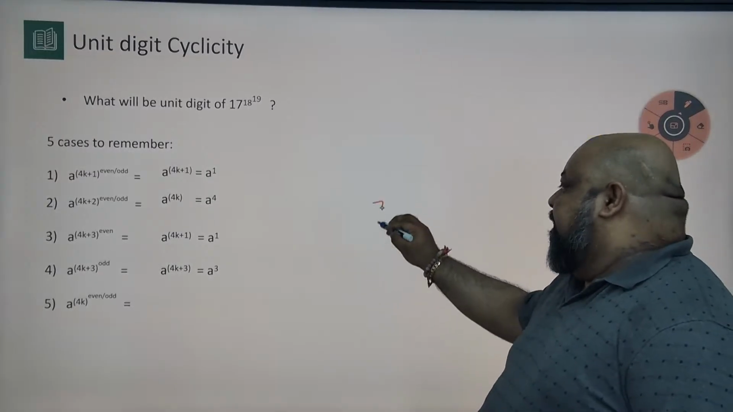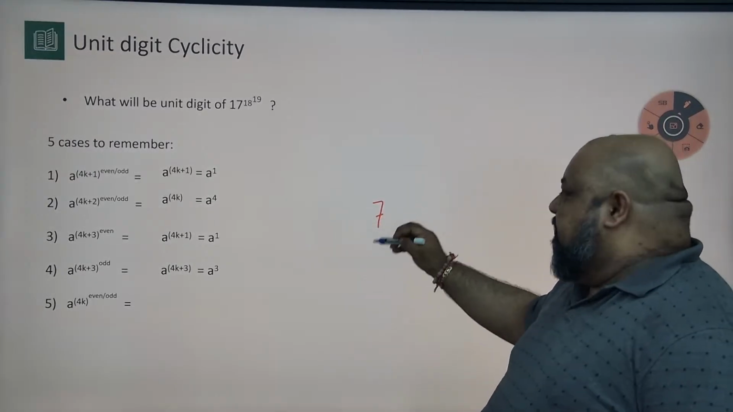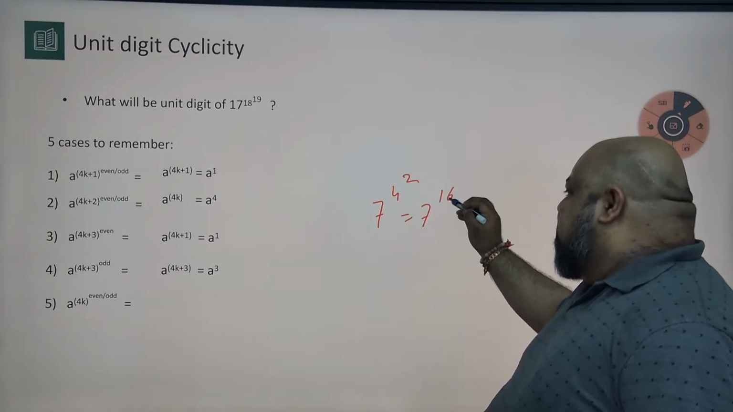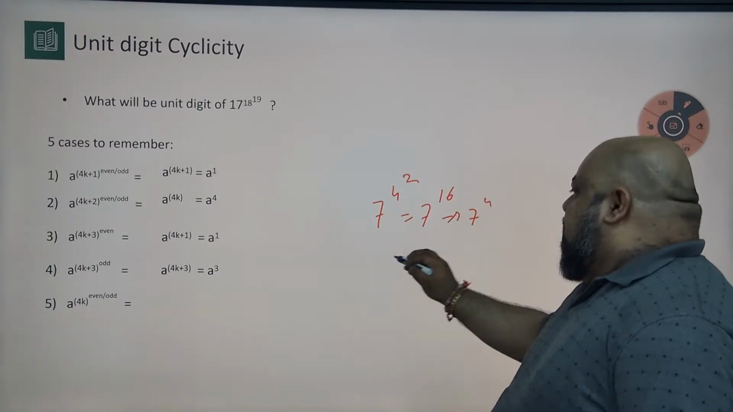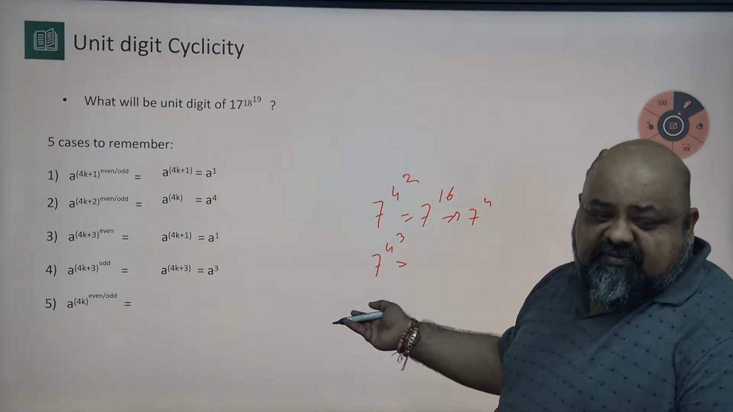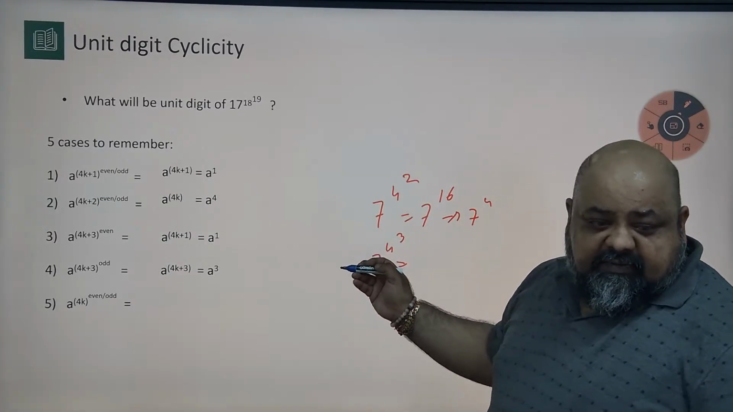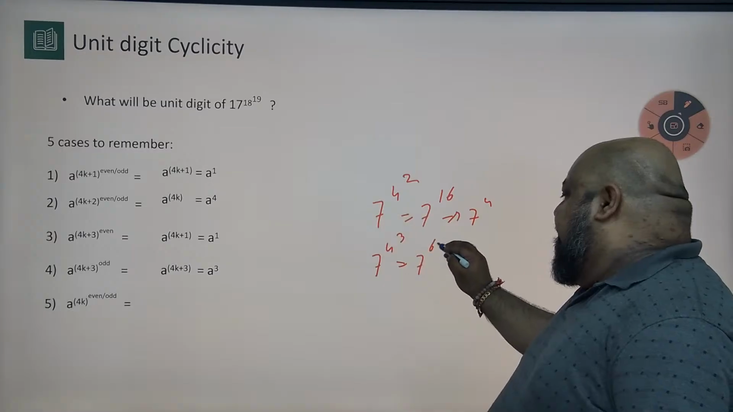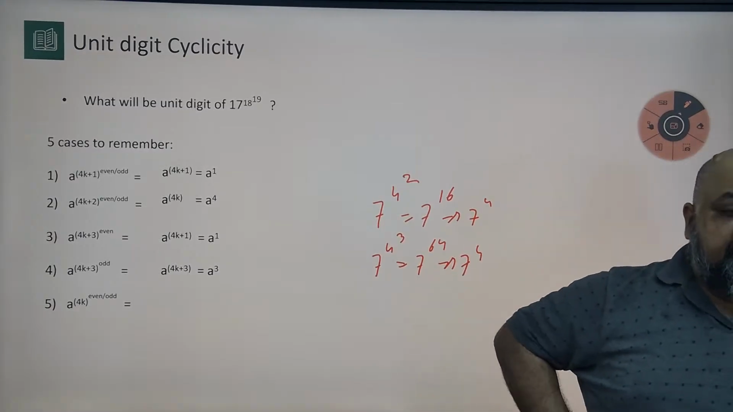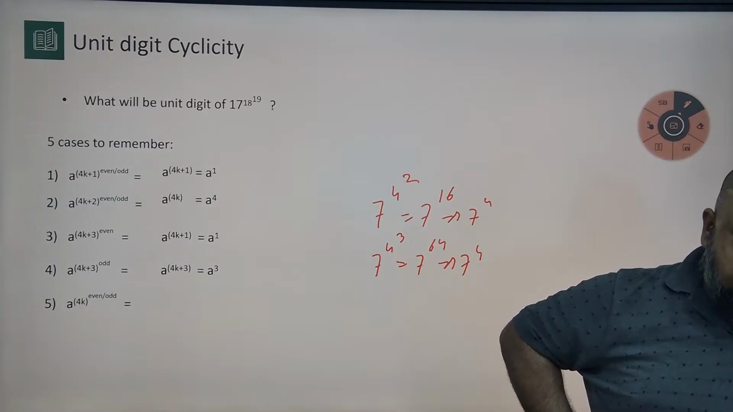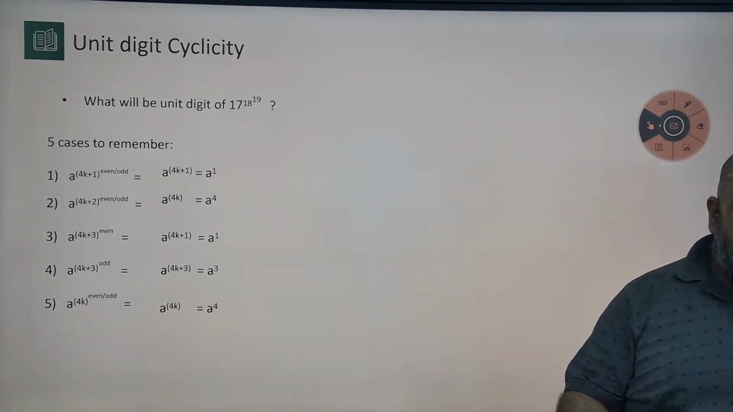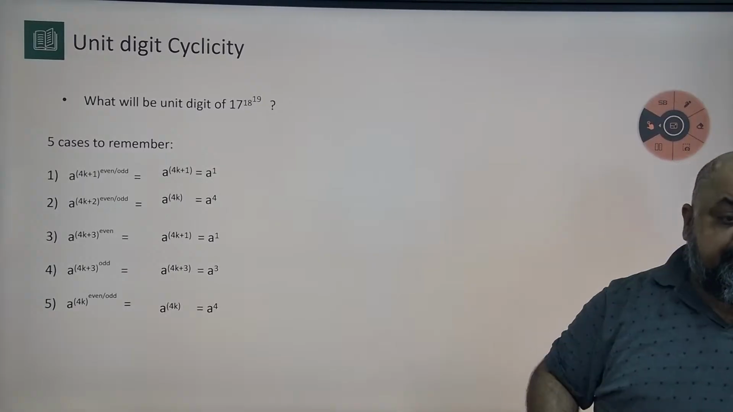So here, I am saying 7 raised to 4k means a multiple of 4. 4 or its square, so this is 7 raised to power 16, divisible by 4. If I say 7, 4 cube, since the power is 4, it has to be divisible by 4. Another answer we are getting is also correct. So a raised to power 4k raised to power even or odd ends in a raised to power 4. A bigger question than this cannot come in unit digit cyclicity, right?